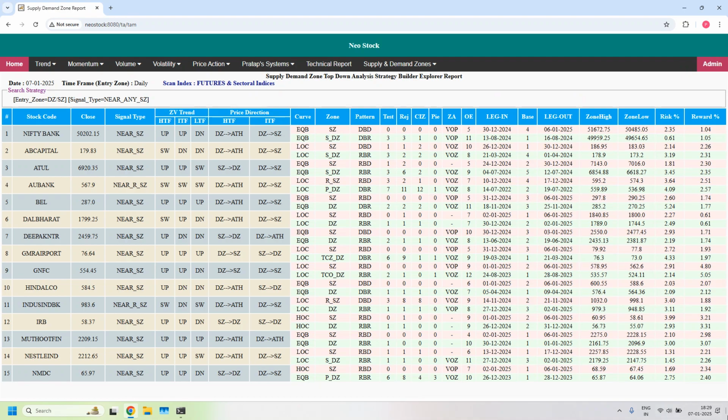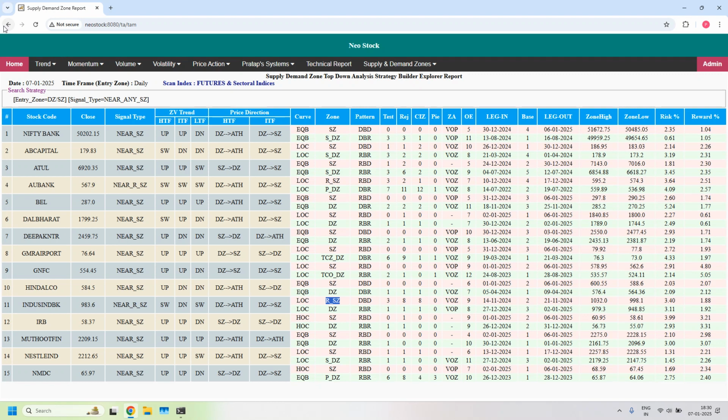We got 15 stocks. Let us identify high liquidity supply zones from this list. AU Bank is having high liquidity daily supply zone. IndusInd Bank. That's it. We have 2 high liquidity daily supply zones, AU Bank and IndusInd Bank from this list.